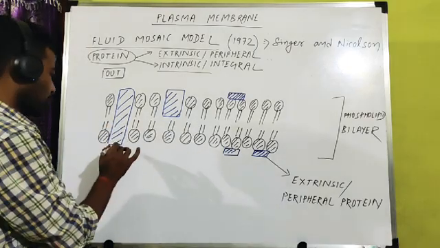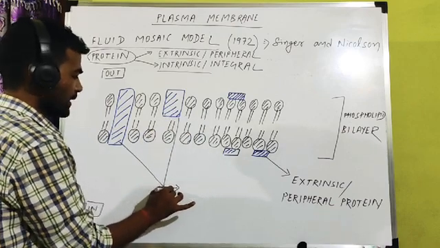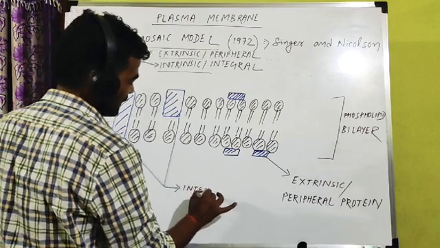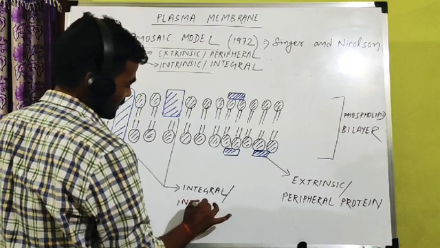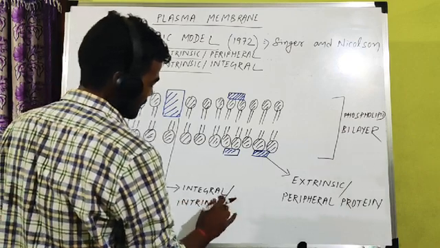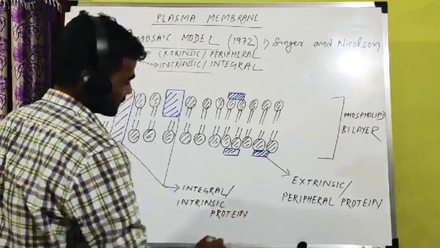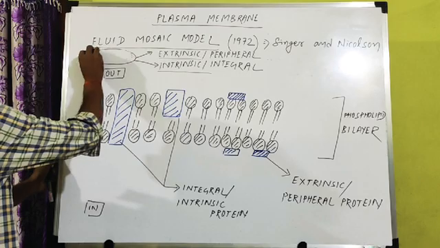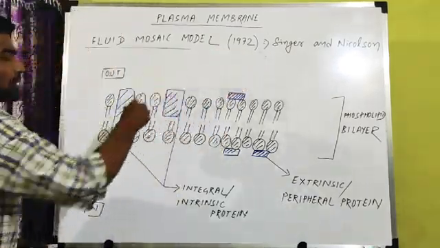When proteins are embedded partially or completely, that is called integral or intrinsic protein. So two types of protein are there according to arrangement. You can remember two types of protein. One is peripheral protein, another is integral protein. The proteins which are present on the surface, sometimes difference comes.